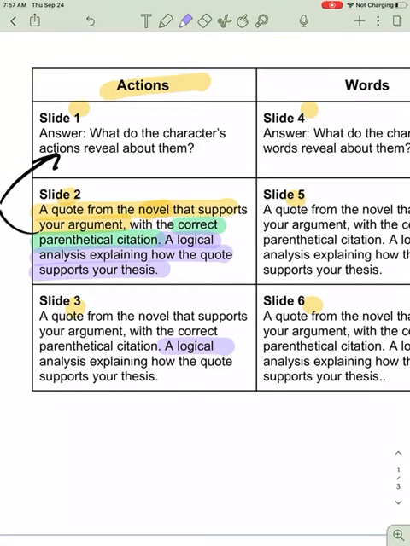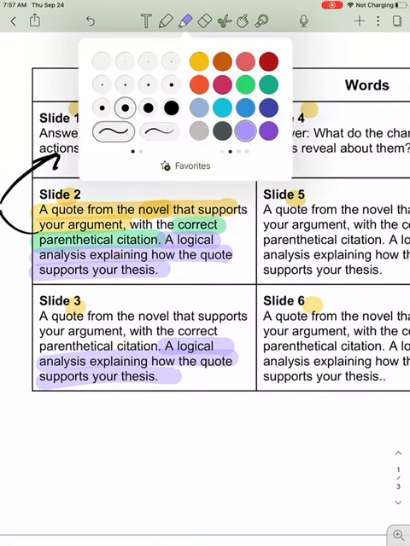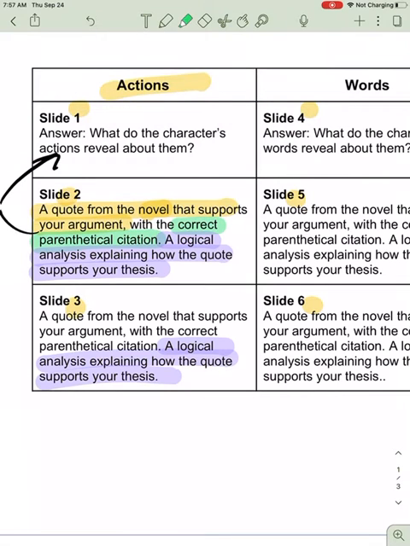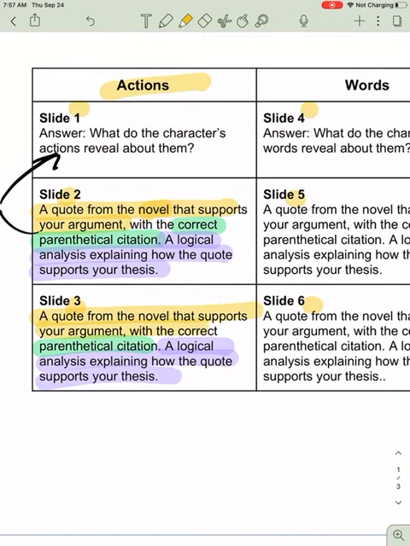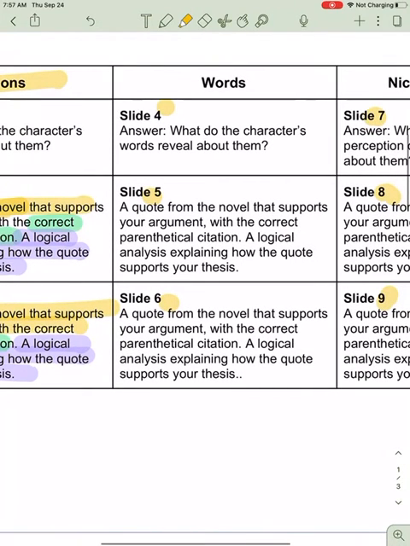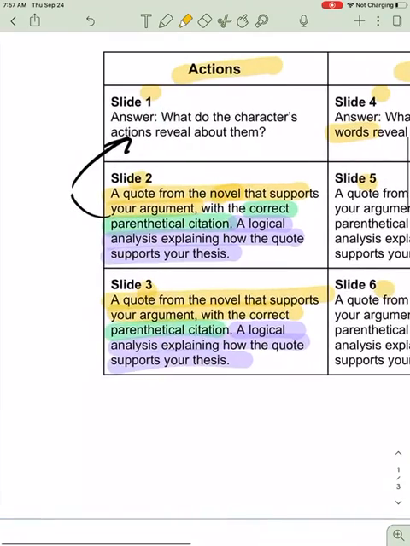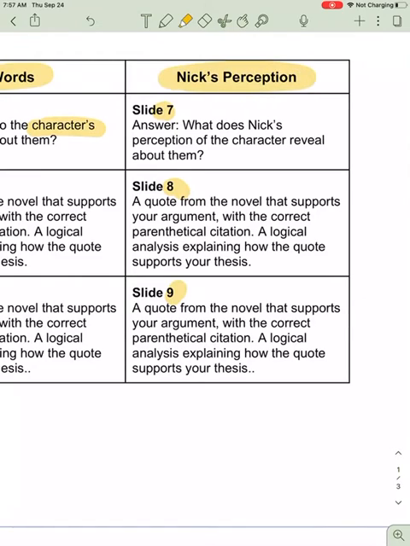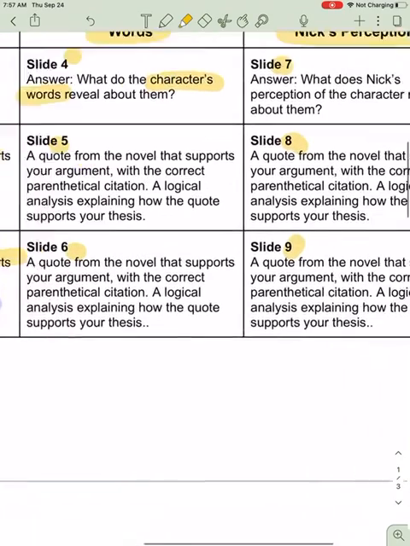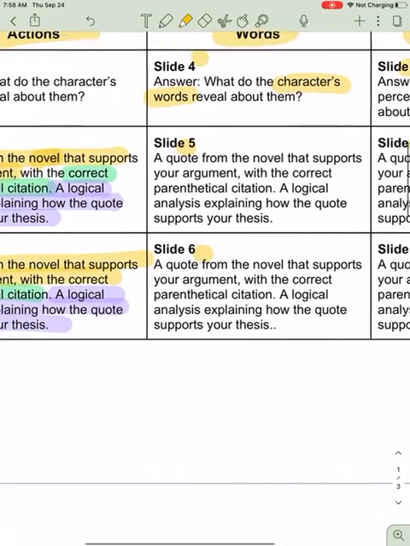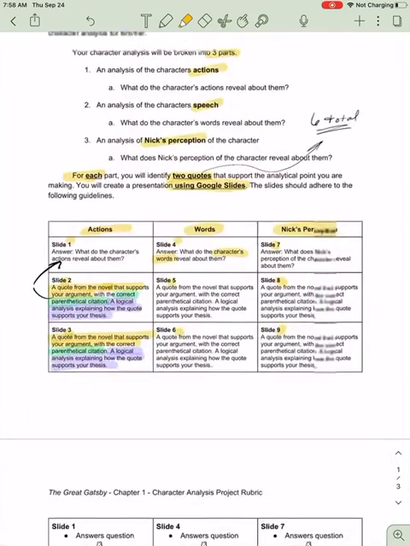Same thing here, and the parenthetical citation. Now, you're going to repeat that same process, except in slide 4, you're looking at the character's words. So this is words. Same thing in 5 and 6 as in 2 and 3. And then here is perception. And then you do the same thing in slides 8 and 9 as you do in slides 2 and 3 and 5 and 6.